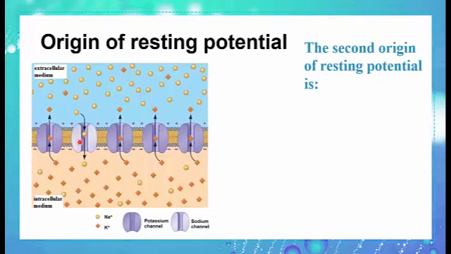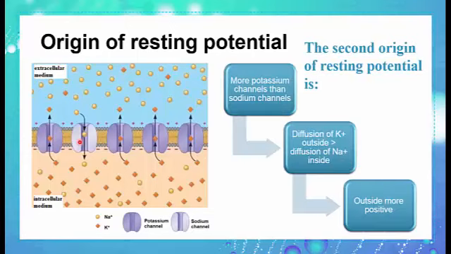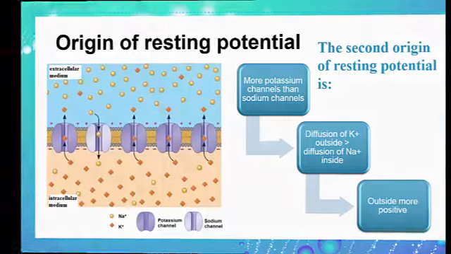So the second origin of resting potential is, since we have more potassium channels than sodium channels, the diffusion of potassium outside is more than diffusion of sodium inside. Potassium will move outside the cell because we have more potassium ions inside than outside, while we have more sodium ions outside than inside. Always the diffusion is from the higher concentration to the lower concentration. So outside will become more positive.